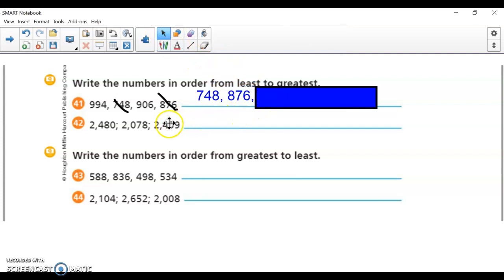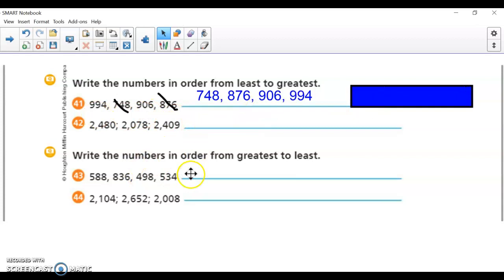Now I have 876. Well, now it's between these 2. All I'm comparing is 6 to 94. Well, 906 is less than 994. So my answer would look like that. Okay? And then this one, don't get fooled. Now you're going backwards. Greatest to least, or biggest to smallest.